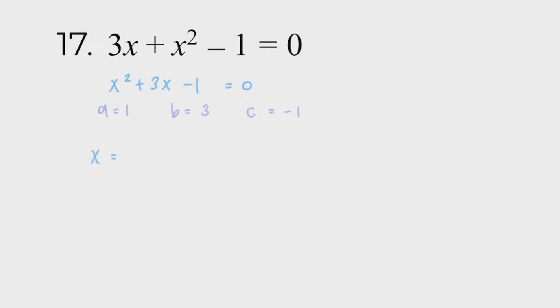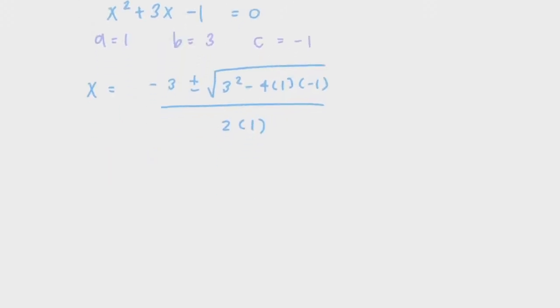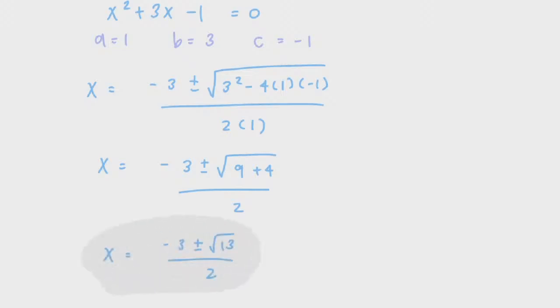So x is going to equal negative 3 plus or minus the square root of 3 squared minus 4 times 1 times negative 1 over 2 times 1. So that'll be negative 3 plus or minus square root of 9 plus 4 over 2. So that'll be negative 3 plus or minus square root of 13 over 2. And 13 is a prime number, so we can't simplify the square root of 13. So we can leave this as our final answer.